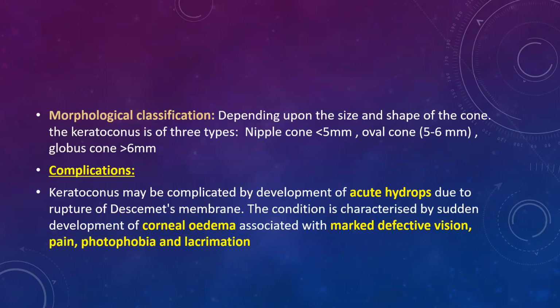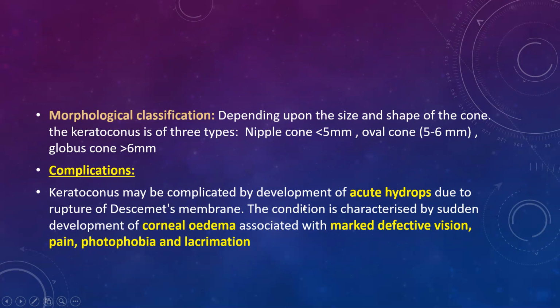And coming to morphological classification, I told you cone. Basically it can be classified into nipple cone, oval cone, and globus cone. When do you call it nipple cone? When the size is below 5 mm, and oval cone when the size ranges from 5 to 6 mm, and globus cone when it is really enlarged, that is greater than 6 mm.